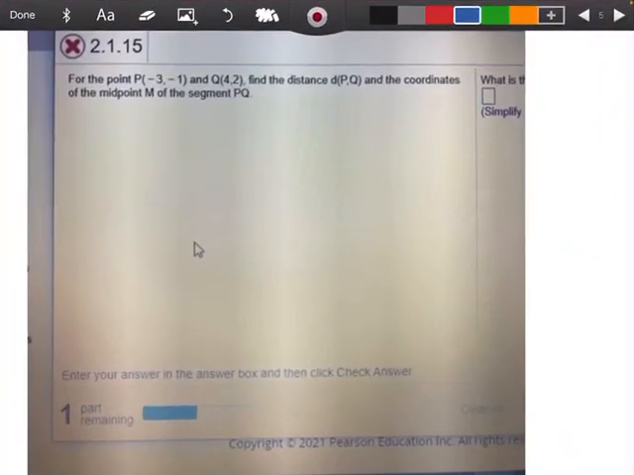All right, so guys, this is number 1 out of 2.1, and it says for the points P(-3, -1) and Q(4, 2), find the distance PQ and the coordinates of the midpoint. Okay, so this question has asked me to find two different things. It wants me to find the distance, and then we're going to find the midpoint. So let's first find the distance.